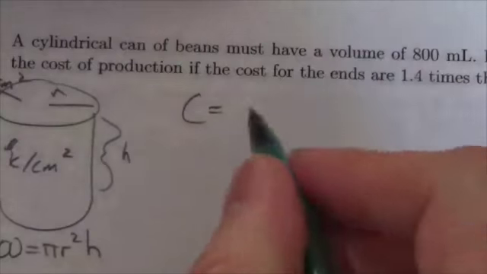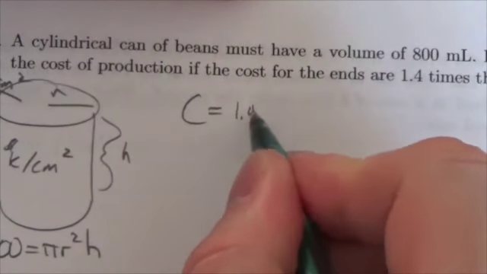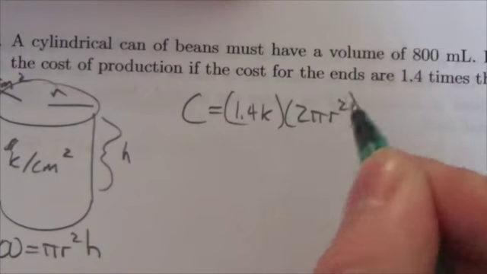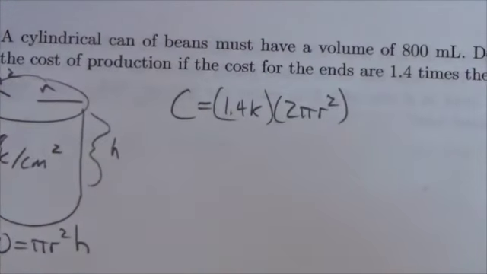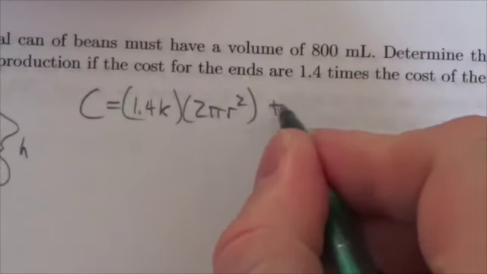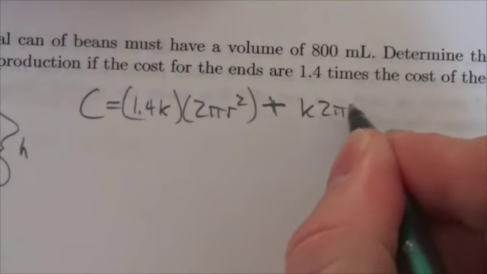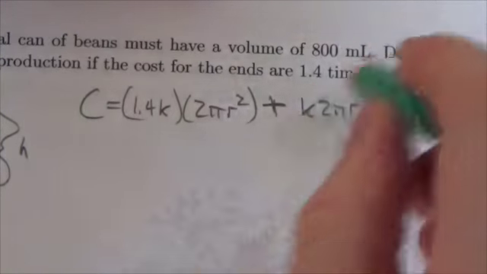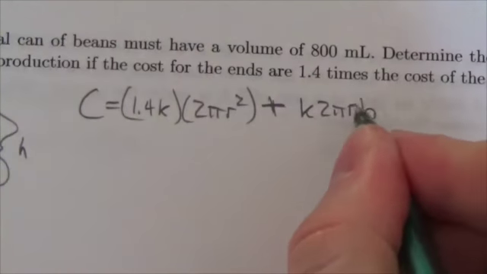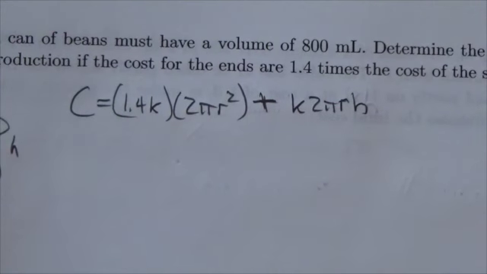Okay? So then what we're going to do here is this will be 1.4 K times 2 pi r squared. That's how much money we're going to spend on the top and the bottom, plus K times 2 pi r h. Sorry, not 2 pi r squared, just 2 pi r h. Okay, so that's how cost is going to work here.